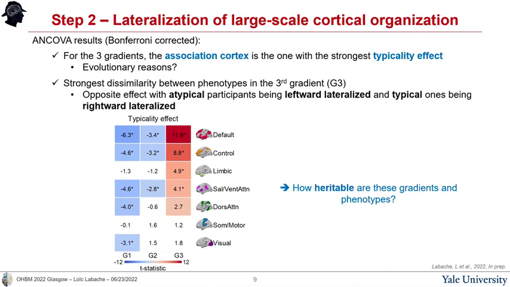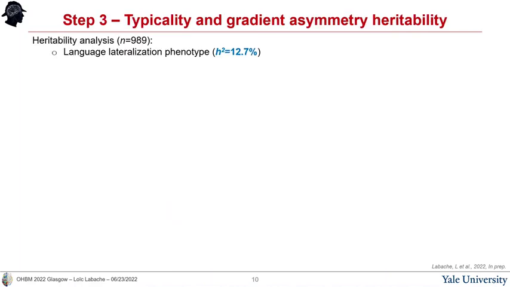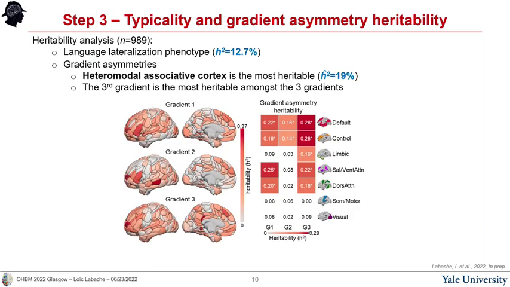And what I did next is try to find out whether this gradient asymmetry and language phenotype were heritable or not. To do that, I performed a classical heritability analysis on a subsample of the HCP database. This time I have only 989 participants. And what I found is that the language lateralization phenotype, so the fact of being typical or atypical, is 13% heritable, and it's significant, so it's pretty cool. I also performed a heritability analysis directly on the gradient asymmetry. And once again, the heteromodal associative cortex is the most heritable, with an average heritability of 19%.